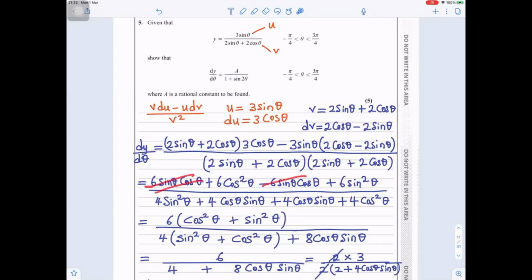This and this will cancel each other and become 0. So you got 6 outside of the bracket, cos squared theta, sine squared theta. In the denominator, 4 will come out of the bracket, and you have sine squared theta, cos squared theta. And add these two together, 4 plus 4 will give you 8 cos theta sine theta. So cos squared theta plus sine squared theta is identical to 1, and this one is identical to 1. So you end up with 6 over 4 plus 8 cos theta sine theta.